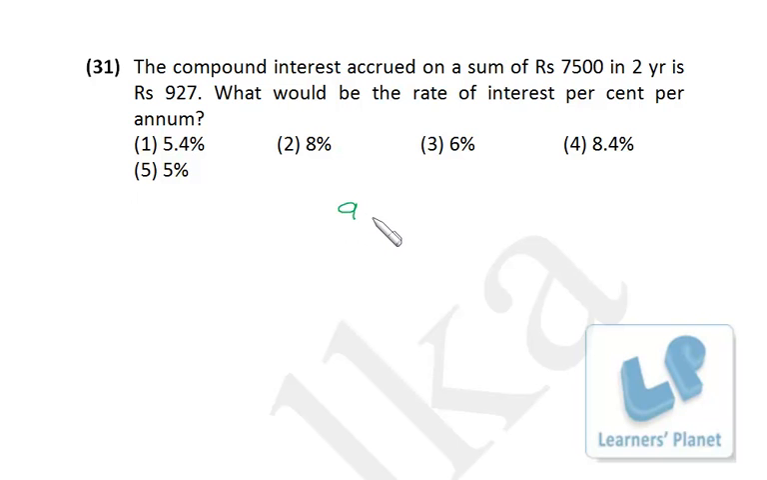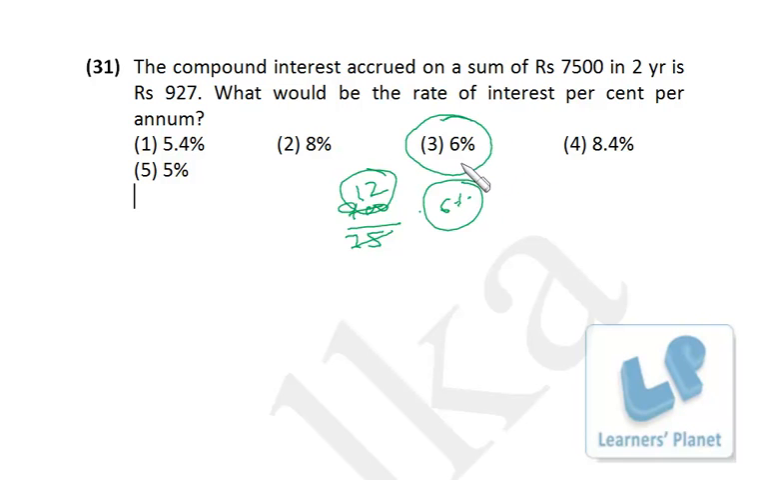So 900 by 7,500 into 100. So these 2 zeros and those zeros will be cancelled out, so I'll be left with this. So it's 12. So the 2 years' interest is 12%, which means the per annum interest should be 6%. I'm just getting an approximate idea. Okay, because instead of 900 it is 927, our answer will be closer to 6%. So among the options, the closest option is 6% only. The remaining options are quite far from that.